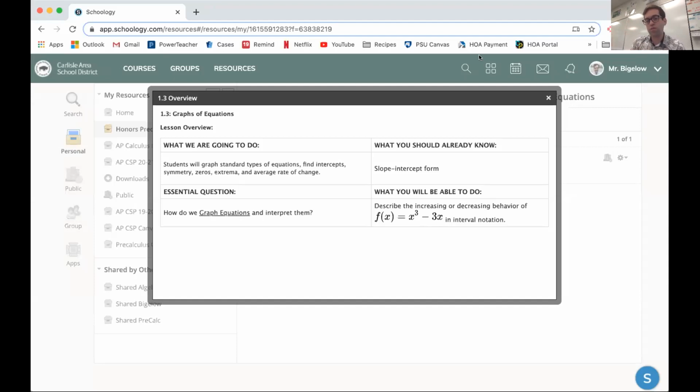You should already know slope-intercept form, along with probably most of the lesson going into this lesson. Our essential question is, how do we graph equations and interpret them? And one example of something that you will be able to do is describe increasing and decreasing behavior of a function in interval notation. So I'm going to pause right now to pull up the notes.